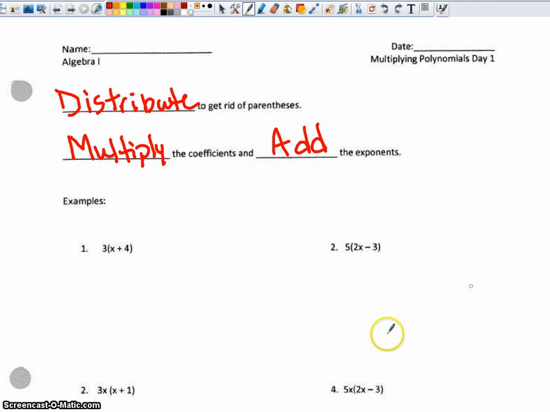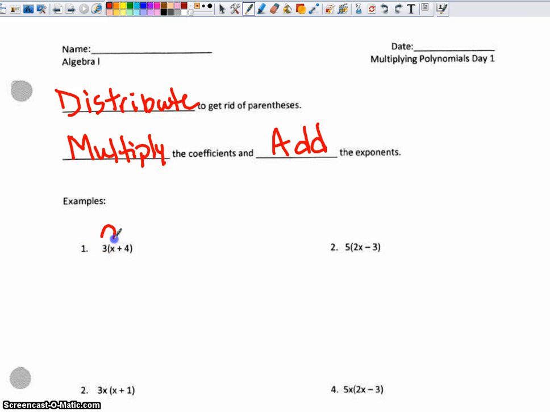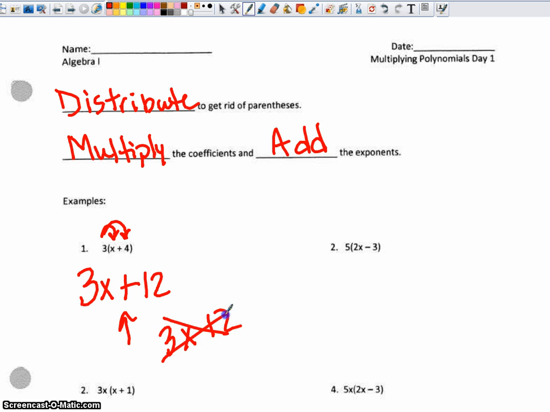So looking at number 1, you're going to take this 3 that's in front and you're going to multiply it times everything in there. 3 times x is 3x plus 3 times 4 is 12. Since 3 times 4 is a positive 12, you've got to put that plus there. You have to have a plus or a minus separating each of your terms. You cannot write 3x 12. That is not correct. You got to have the plus.